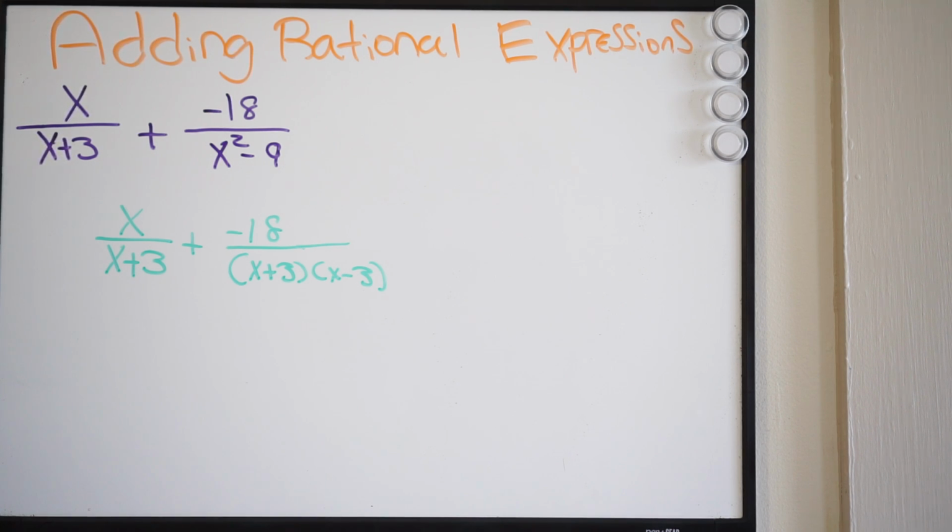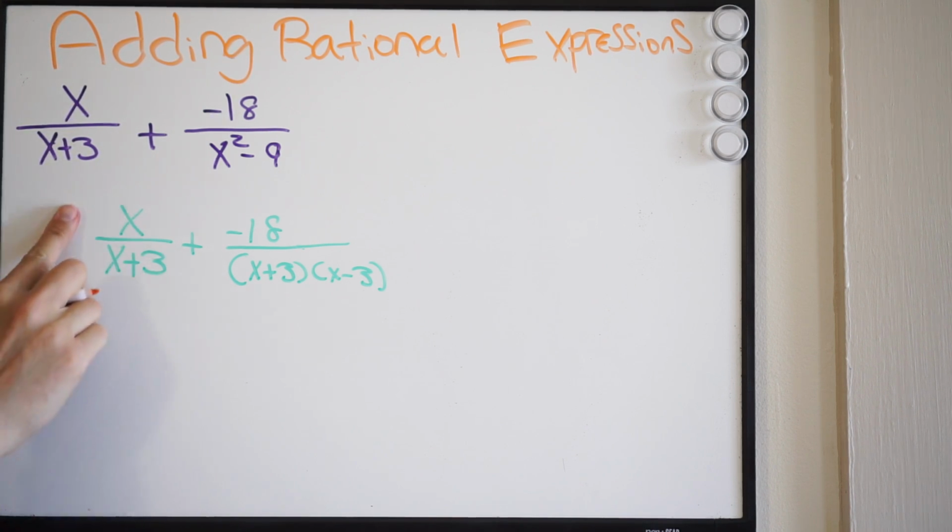Okay, so what you're going to do is multiply both the top and bottom of this rational expression right here by x minus 3. That way we can get the same common denominator. And we do it to both the top and the bottom because this is a fraction, and if we only do it to the bottom, it won't be equivalent. So we have to do it to both the top and the bottom so it remains equivalent. Make sure you don't skip that step, top and bottom.